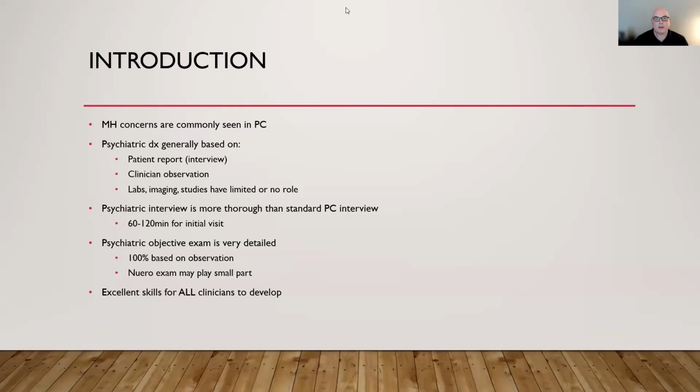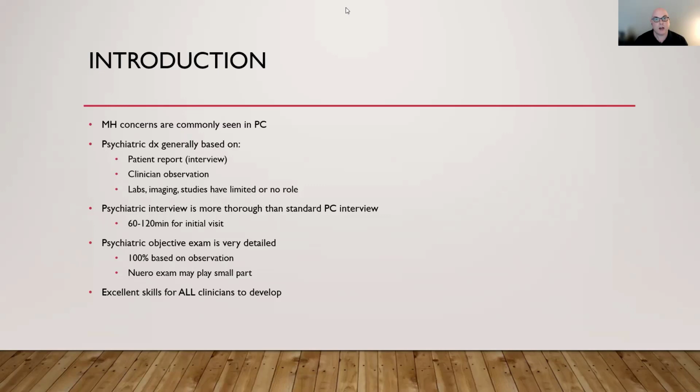So, as introduction, why are we talking about mental health assessment? We're talking about this because these are disorders and diagnoses that are very, very commonly seen in primary care. Psychiatric diagnoses are generally based on the results of the patient report, which is going to be your interview, and your clinical observation. So, you as the clinician, what you're observing about the patient. Labs, imaging studies, things that you may see in primary care or other healthcare fields are going to have a limited to no role in the psychiatric diagnostic area. So it's not something that's going to have a huge place.